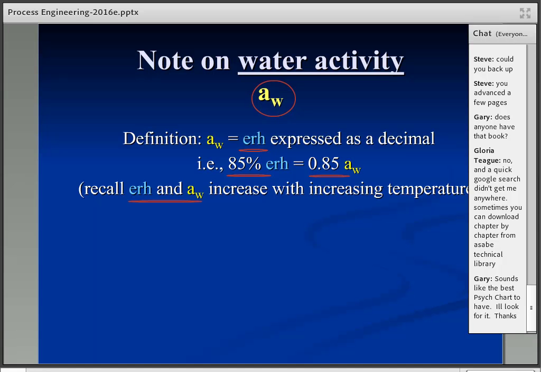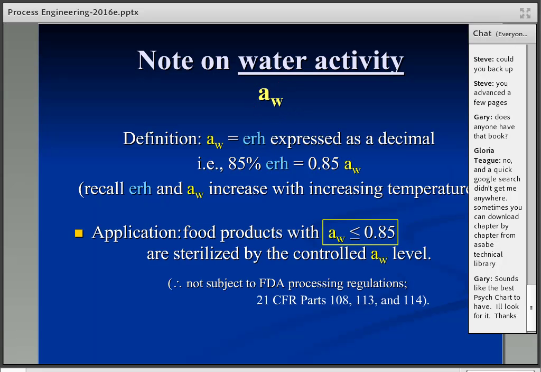And so if you're dealing with food, they may use the term AW, and it'll have a decimal instead of a percent. And there is one little point I think I put on here. In terms of food, something that might be worth a point on the exam: if you look at the FDA regulations on sterilization of food, any food that's less than or equal to AW of 0.85, which is 85% relative humidity, those are not subject to processing. They are considered sterilized by being that dry, below that level of AW.